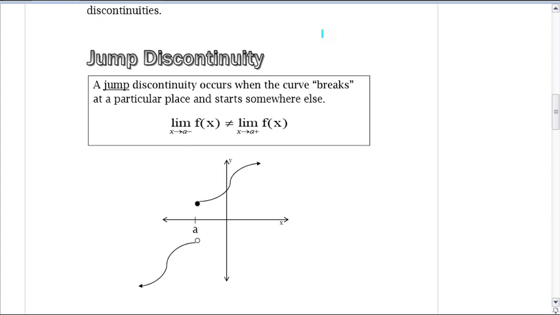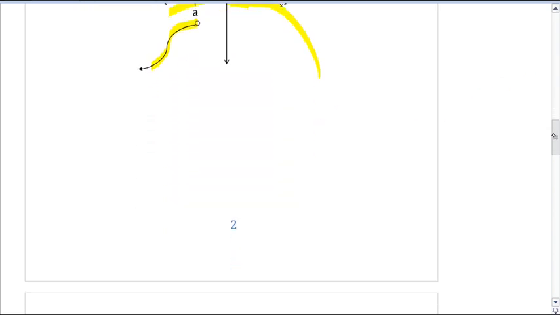Let me grab another color here, like yellow. Okay, jump discontinuity. A jump discontinuity occurs when the curve breaks at a particular place and starts somewhere else. So in English, this is what's happening. You have the limit from the left and the right not matching, and notice here, to get from this graph to this graph, we would have to just jump. That makes this not continuous, and this would be a horrible roller coaster, by the way. It might be fun for some of you, but just think, you just kind of go right down there. Not too much fun for me.